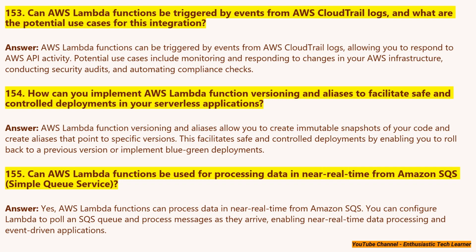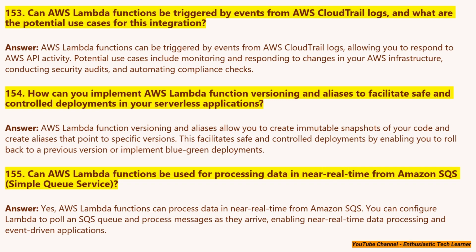How can you implement AWS Lambda function versioning and aliases to facilitate safe and controlled deployments in your serverless applications? AWS Lambda function versioning and aliases allow you to create immutable snapshots of your code and create aliases that point to specific versions. This facilitates safe and controlled deployments by enabling you to roll back to a previous version or implement blue-green deployments.